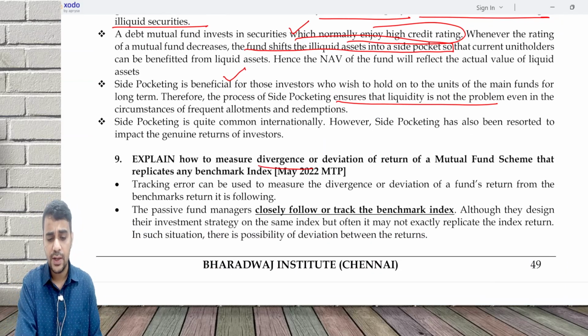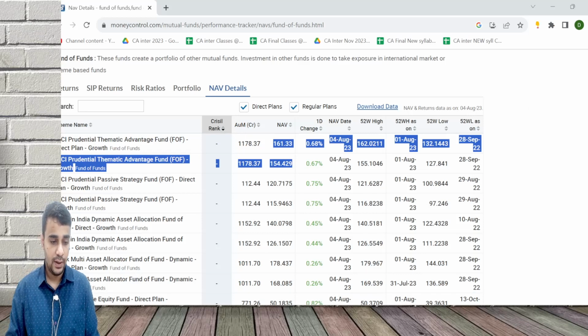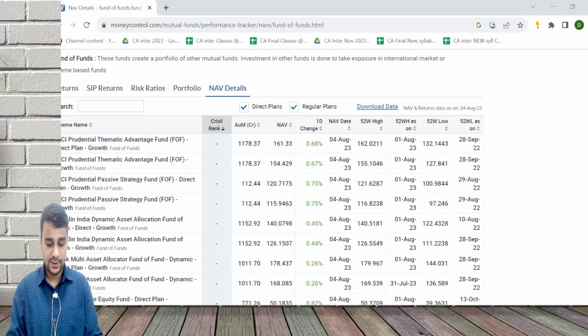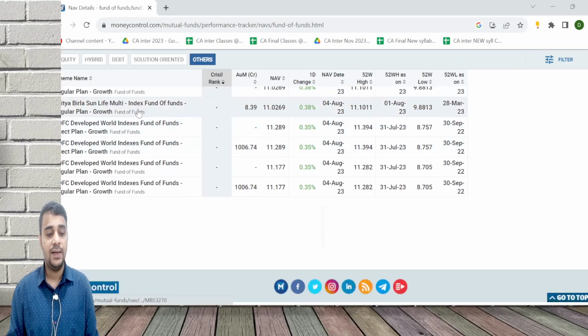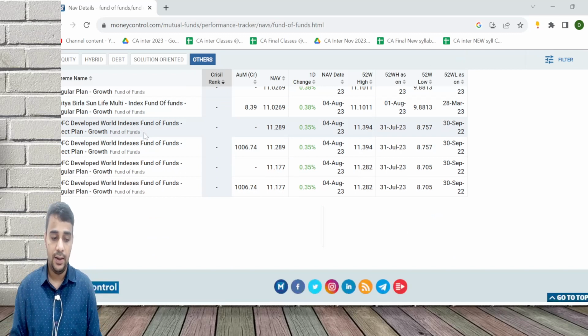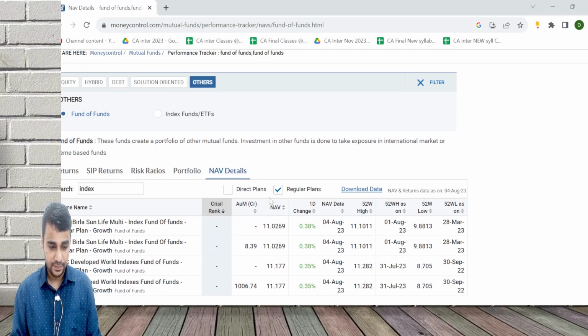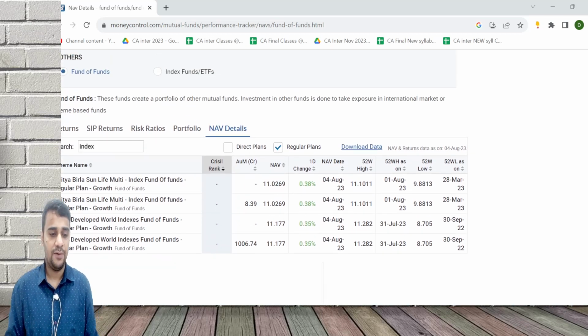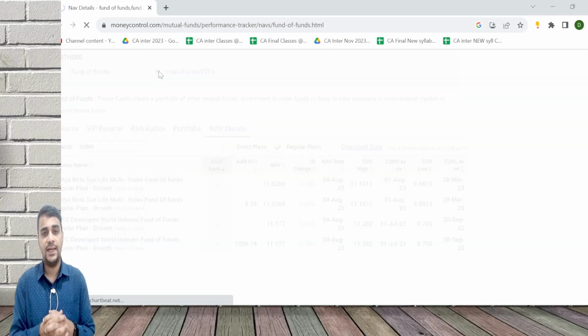How do you measure the divergence or deviation of the return of a mutual fund scheme that replicates a benchmark index? What is replication of a benchmark index? It is an index fund, and there are a lot of index funds in the practical world. For example, you will find Aditya Birla Sun Life Multi Index, HDFC Developed World Index. I'm finding a list of only 5 funds here, but normally there are multiple funds.